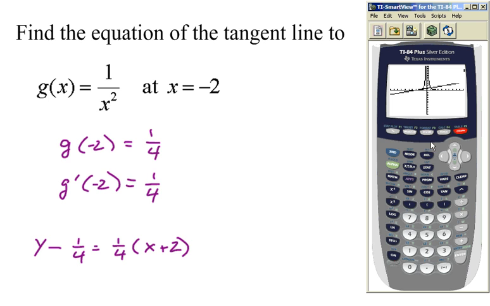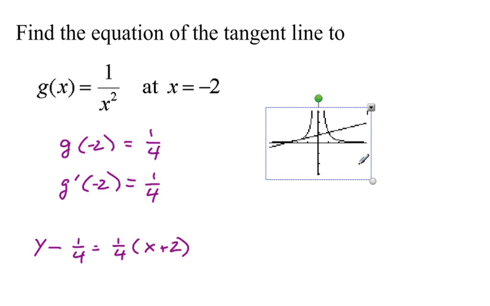And that looks pretty good. I'm going to actually get a better window so we can see that better. I like zoom decimal for things that are close to the origin because it gives us a clear picture. And there we go. We look at our graph there and we can see, yeah, that is the tangent line at -2. So that's a really easy way to check when you're asked to find the tangent line: graph the original function, y equals 1 over x squared, along with the tangent, and it should look good. It should only intersect at one point.